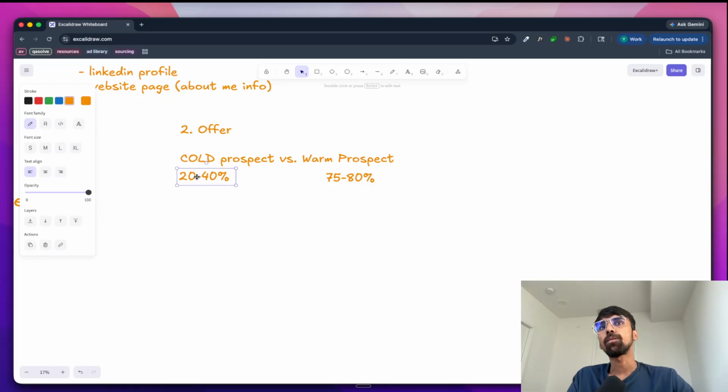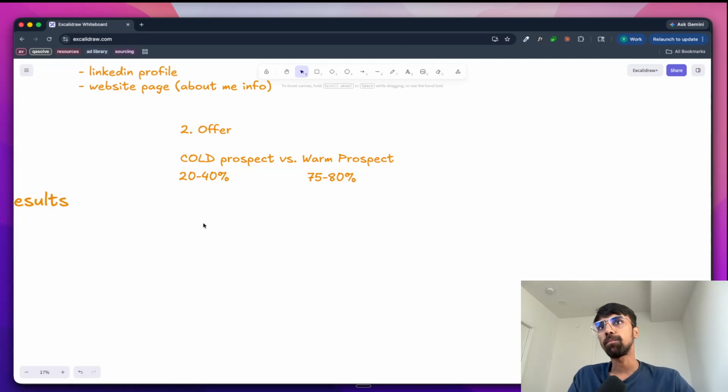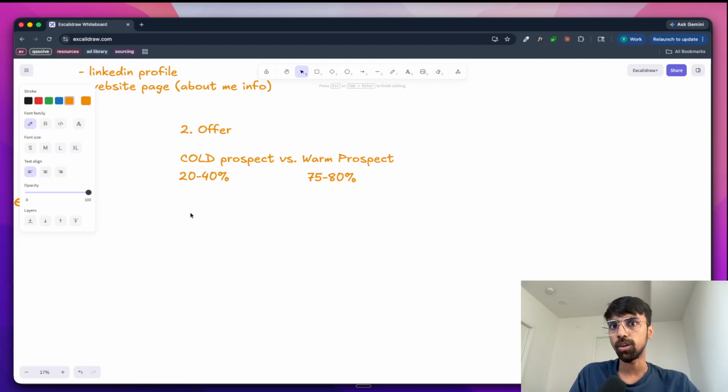So cold prospects have a way lower close rate versus a warm prospect. Obviously they have a problem, that's why you're reaching out to them, right? But you need to be able to sell them properly. You need to evoke their curiosity in a way that makes them wonder, of course, if this problem can be solved, is this worth a conversation? And the purpose of email is only to generate a conversation.